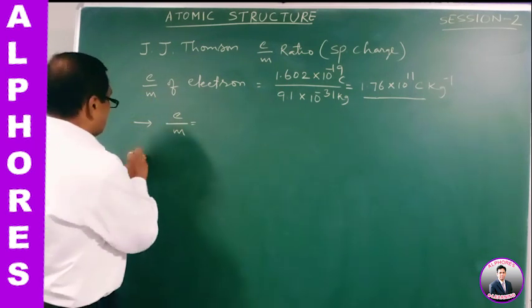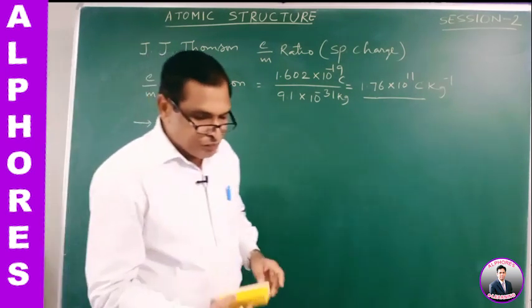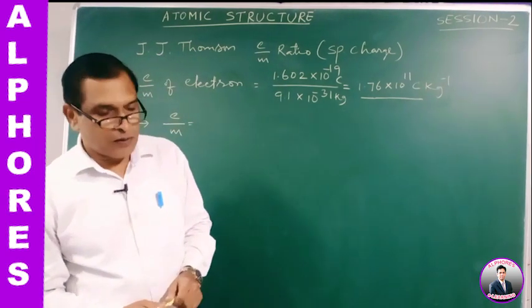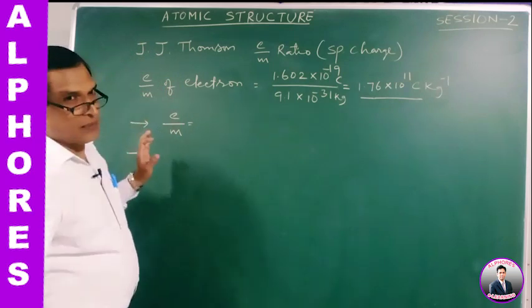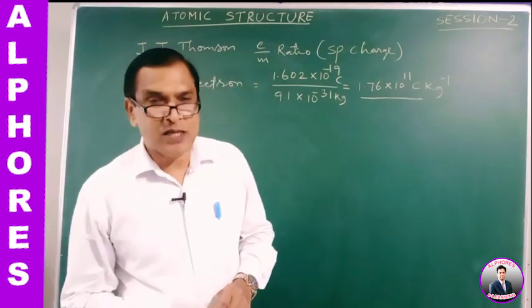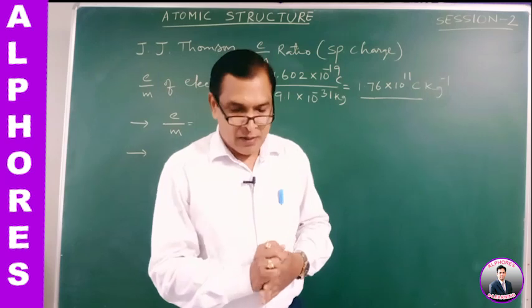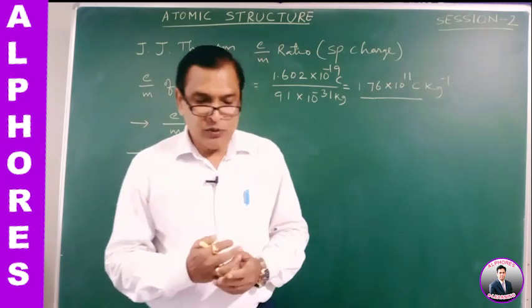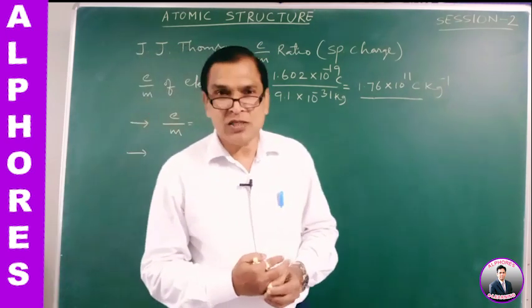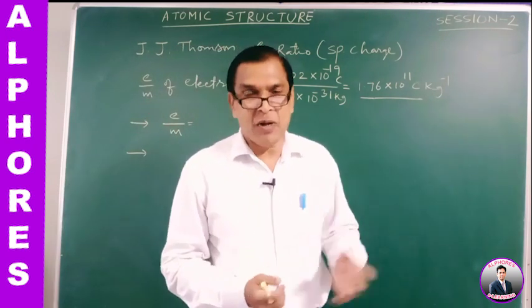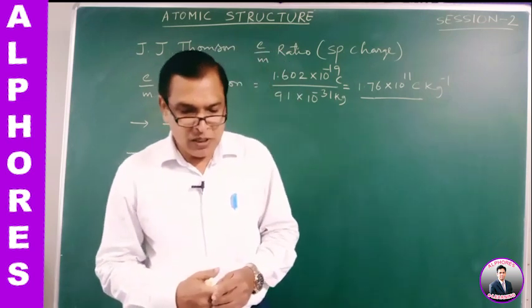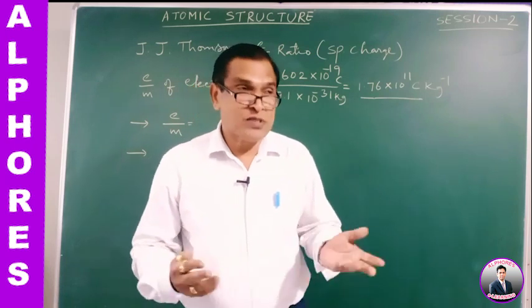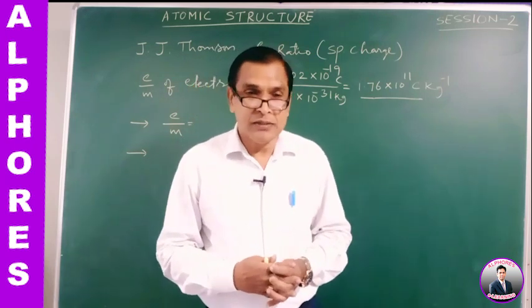Okay. Now, J.J. Thomson determined the value of charge to mass. As the velocity of the electron increases, the specific charge of the electron decreases due to the increase in the mass of the electron.